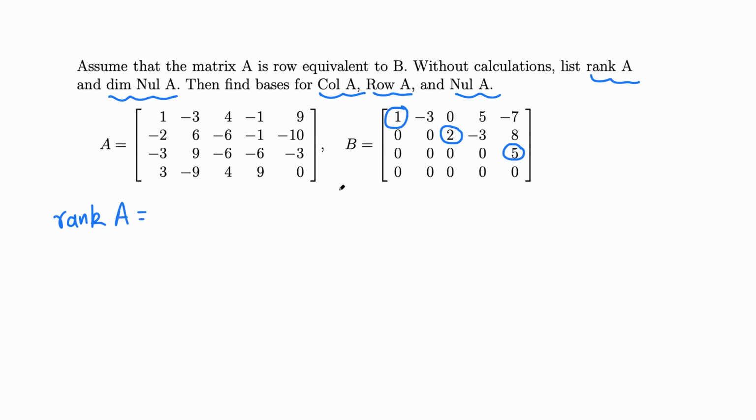Rank A is the number of pivot columns in this row echelon form, because this is row echelon form. Here we got 1, 2, 3 pivot columns, so rank A is 3. Then dimension of null A, sometimes called nullity, is the number of columns without pivots. There are 2 columns without pivots, so that's the dimension of null A.